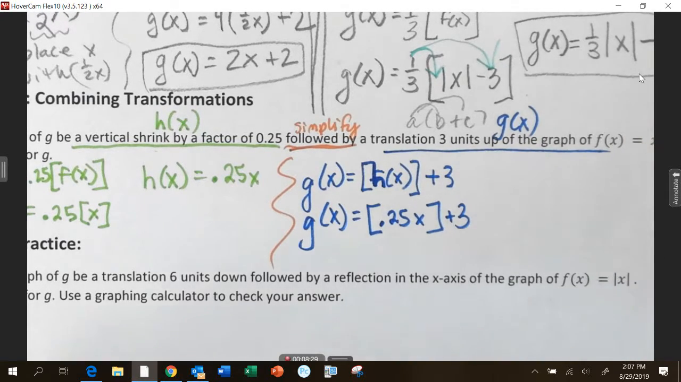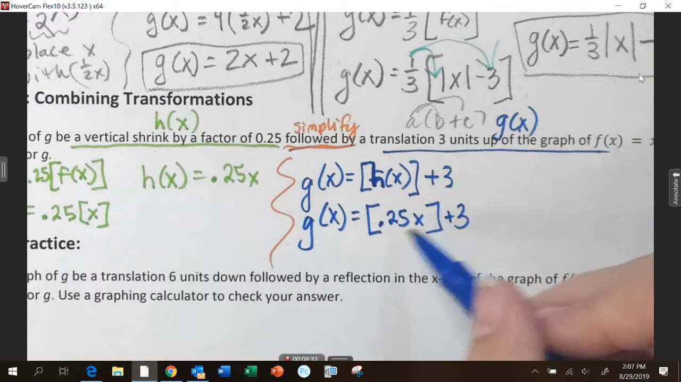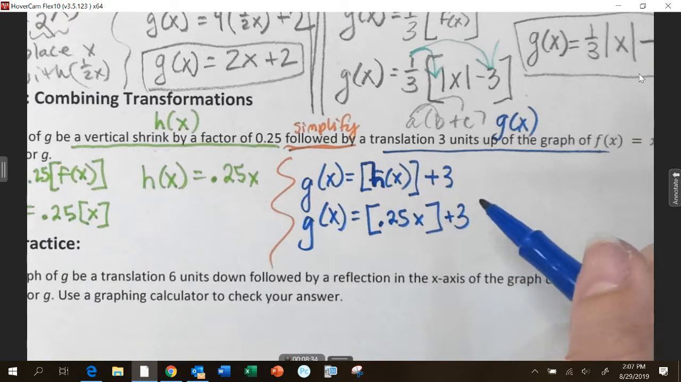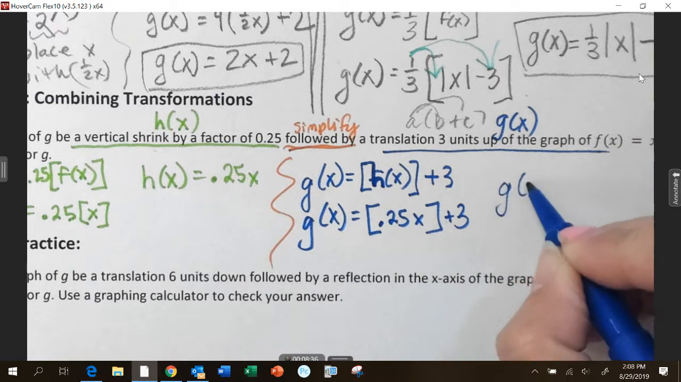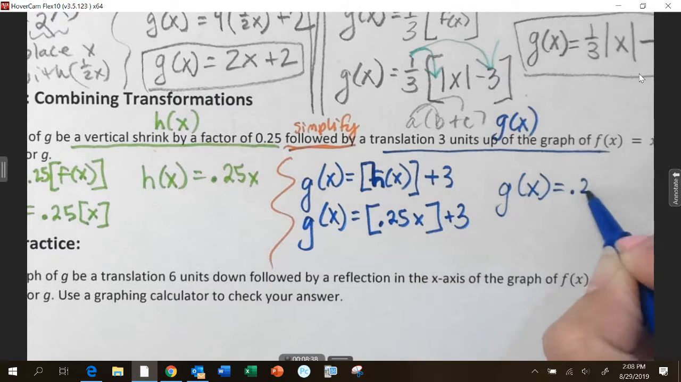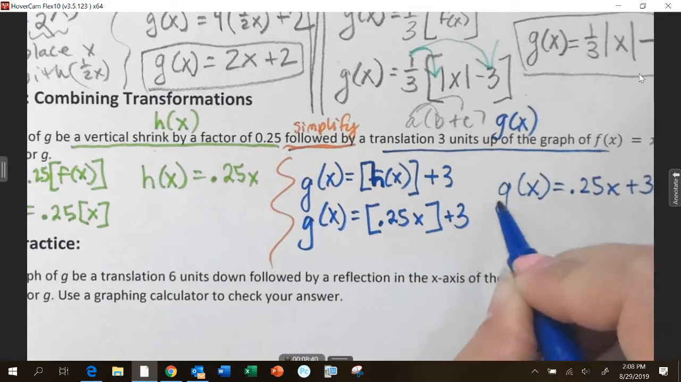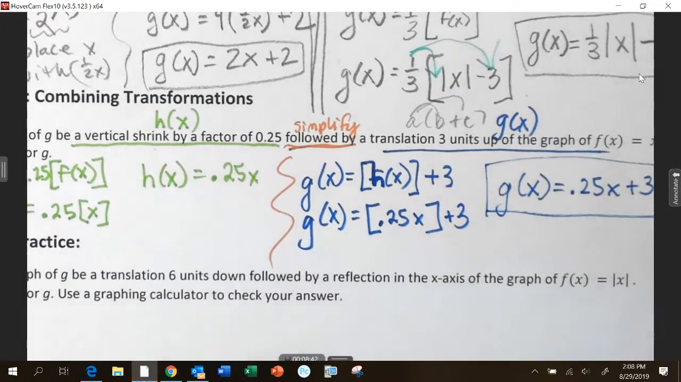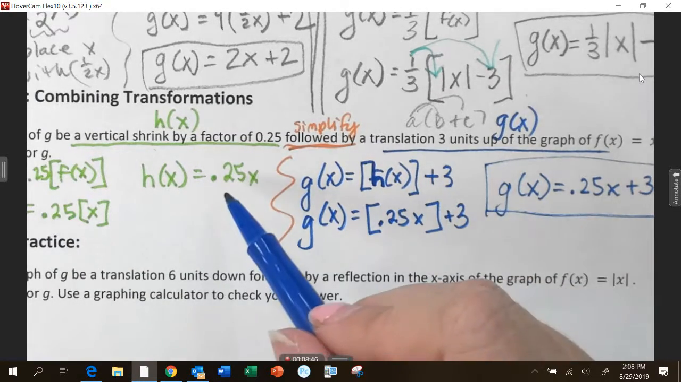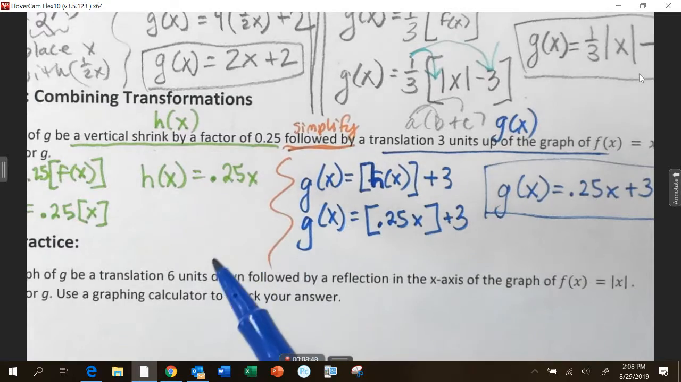So now if I add 3, will that change the 0.25x in any way? No. So then that would be my answer. If I went in the other order, if I did the plus 3 first, then multiply by 0.25, I would have to distribute the 0.25. So it would be a different answer if I went in the other order.